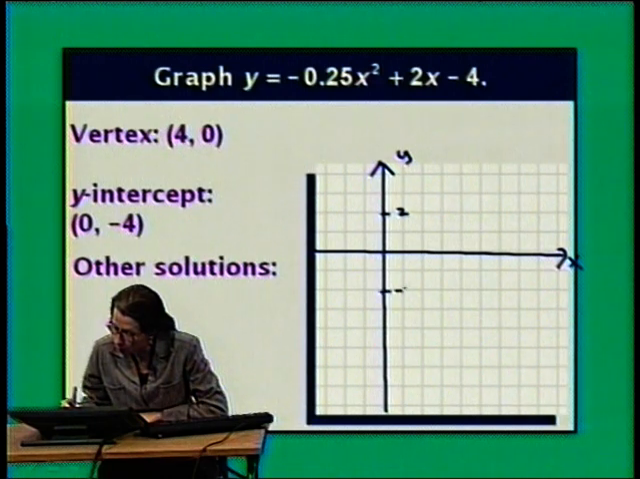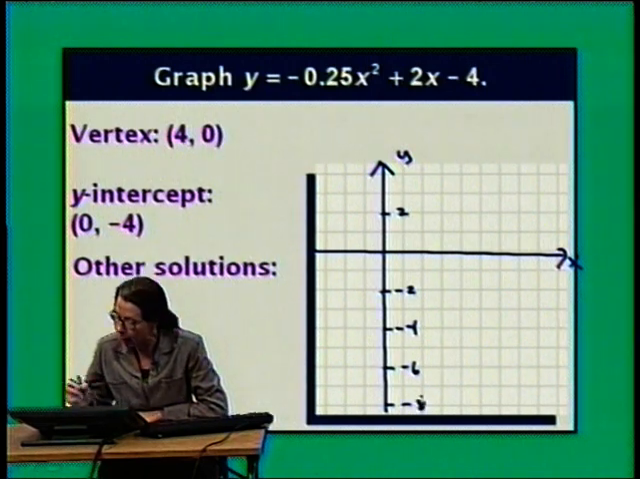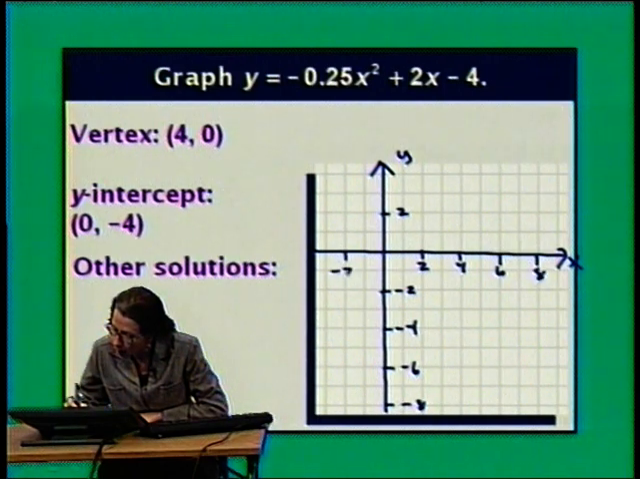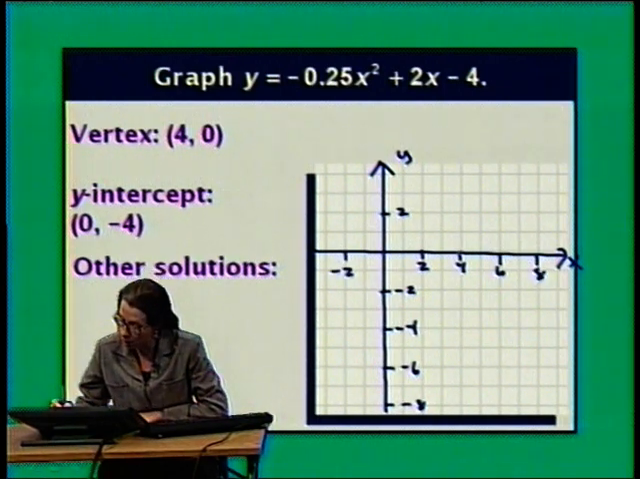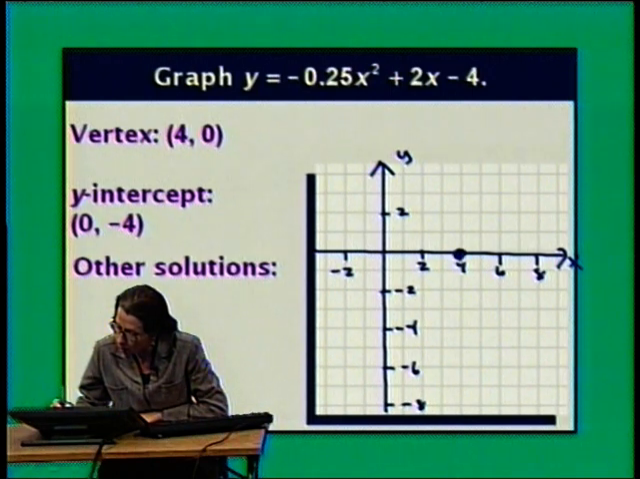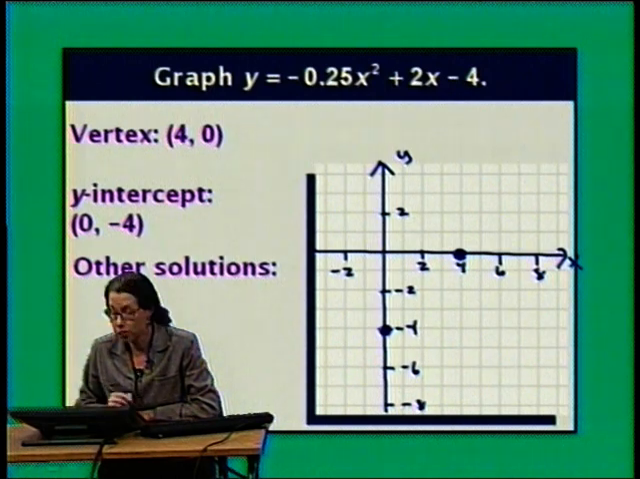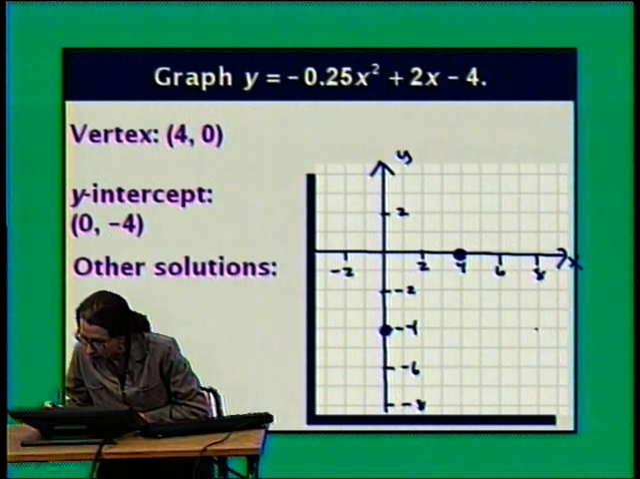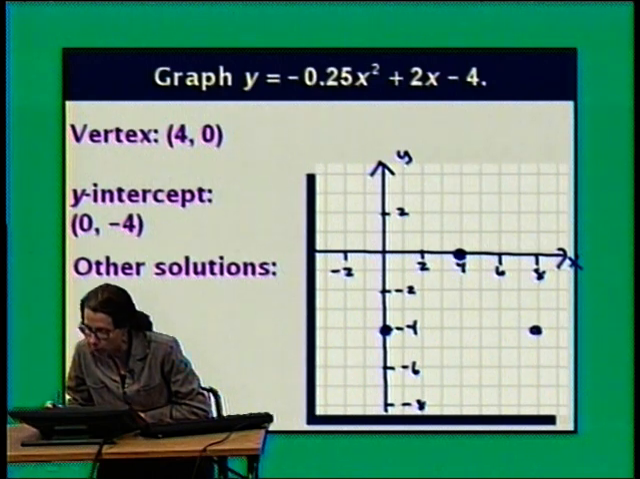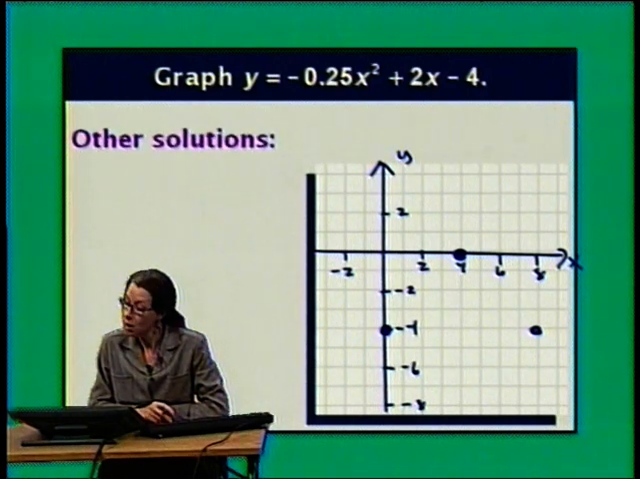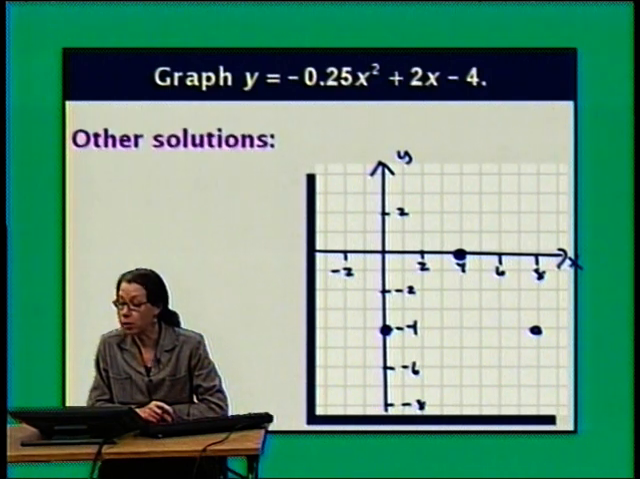So positive 2, negative 2, negative 4, negative 6, negative 8 on the vertical axis, and 2, 4, 6, 8, negative 2 on the horizontal axis. So here is my vertex. Here is my vertical intercept, my y-intercept. Remember, the parabola opens down, so everything's okay here. Using symmetry, I know that 8, negative 4 is also on the graph of the parabola. But let's find some other solutions. So let's ask what happens when x equals 2, for example.